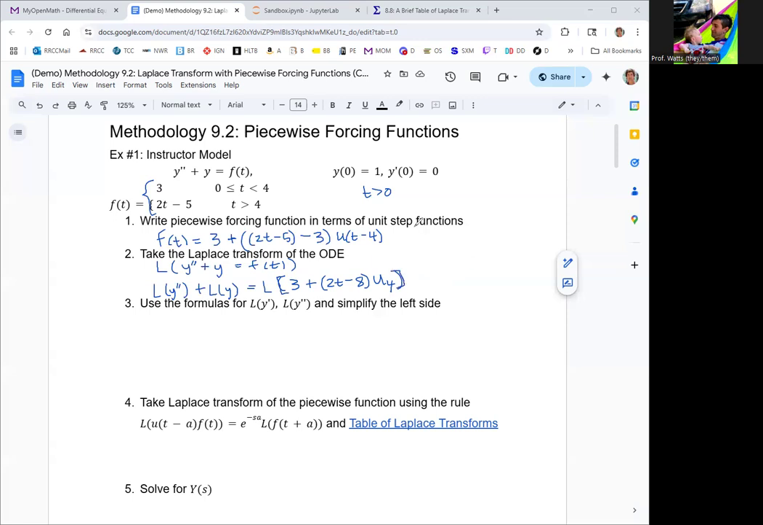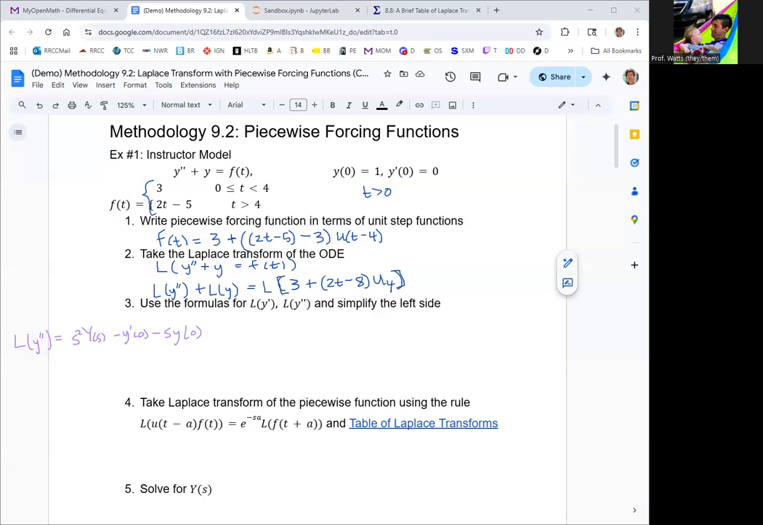All right, let's do the left side first. We're going to use the formulas for the Laplace transform of the second derivative. We don't have the first derivative here. So let's go ahead and remind ourselves what that is. So it's s squared times big Y of s, where big Y of s is the Laplace transform of y, minus y prime of 0, minus s y of 0.